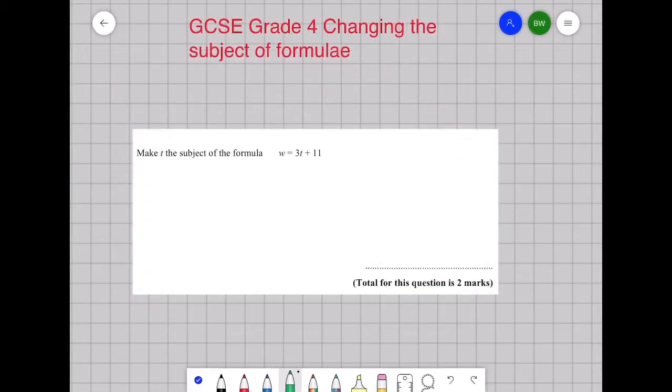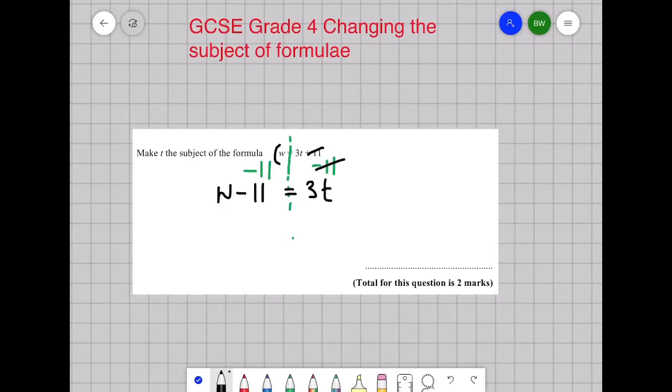So in this question, we're looking at changing the subject of a formula. So making t the subject means to get t on its own on one side of the equals sign. So currently, I've got the left-hand side with w and the right-hand side with 3t plus 11. So I need to try and leave t on its own on the right-hand side. So the first thing I'm going to do is minus the 11 from that side. I've also got to do the same to the left-hand side to balance it out. So I'm left with w minus 11 on that side is equal to 3t, because actually the 11 and the minus 11 would cancel each other out to 0.